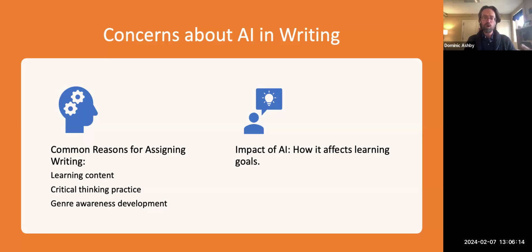Now, what we worry about in regard to AI in this context is that when students offload all or too much of that heavy intellectual work, that idea generation and development of genre awareness and audience awareness, when they offload all of that or too much of it onto generative AI, it circumvents those learning goals their instructors are trying to help them achieve.